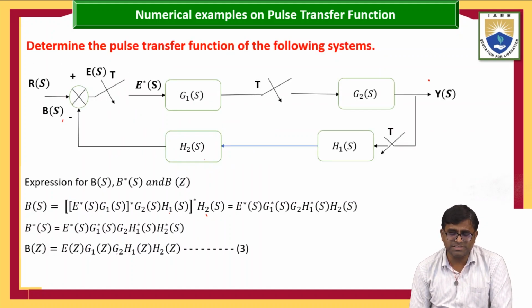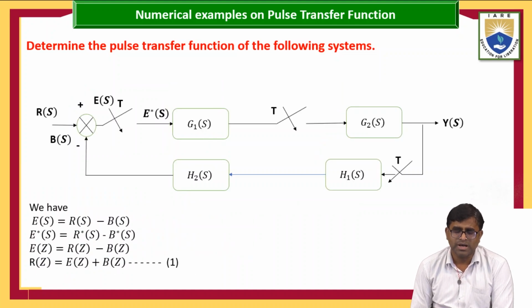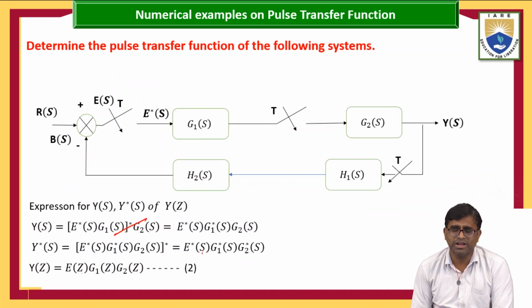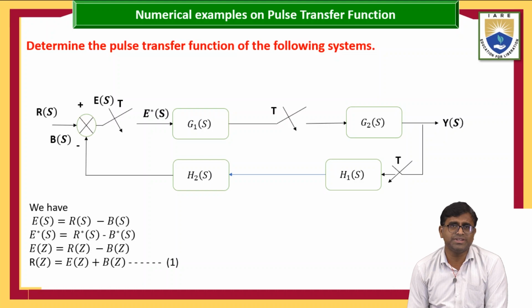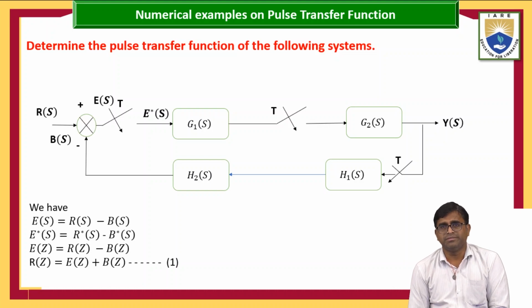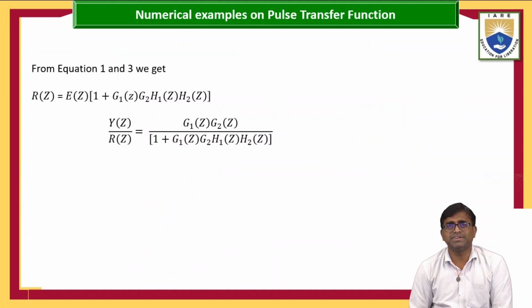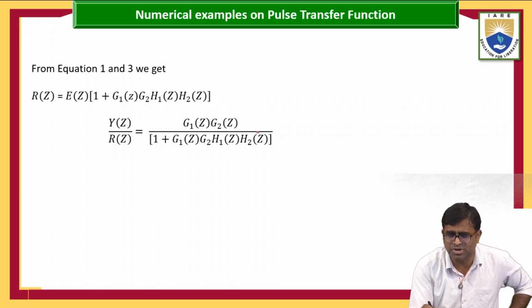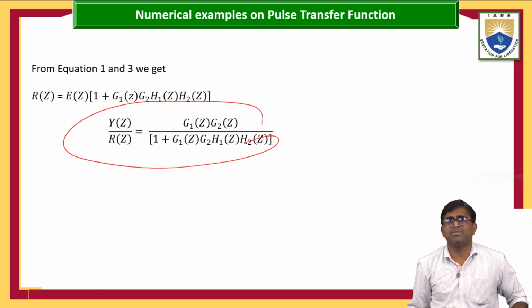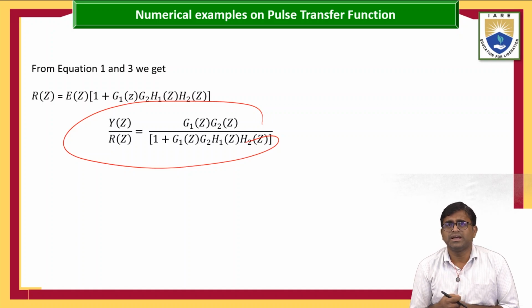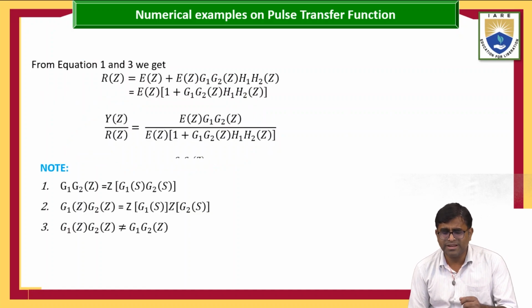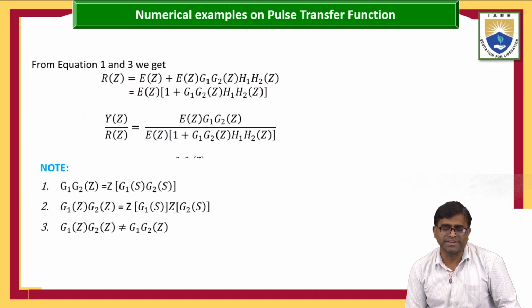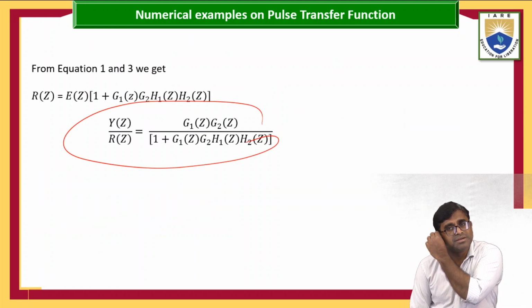So from equation 1 and equation 3, R of Z equals E of Z plus B of Z. Solving the first and third equations, we get this function with G1 of Z, G2 of Z and H1 of Z, H2 of Z. See that one. In the previous problem, we got the G1 of Z multiplication factor. Here it is not getting.